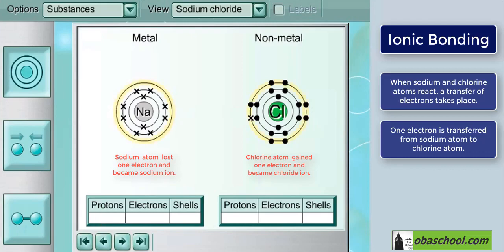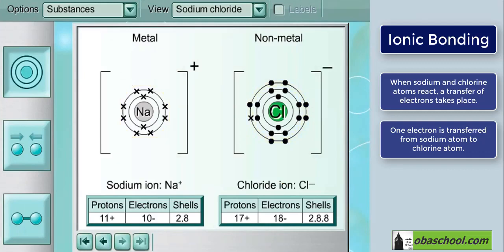What will happen to the neutral sodium atom as a result of this change? Sodium lost an electron, so it lost negative charge, and that's why it will become a positive ion. What will happen to the neutral chlorine atom? Chlorine gained 1 electron, so it gained negative charge, and therefore it will become a negative ion. So sodium would have a positive charge and chlorine would have a negative charge.